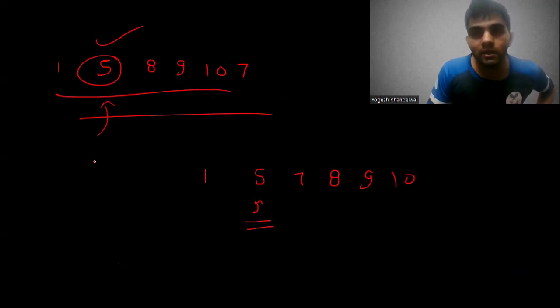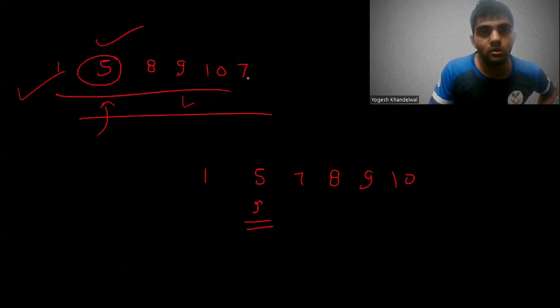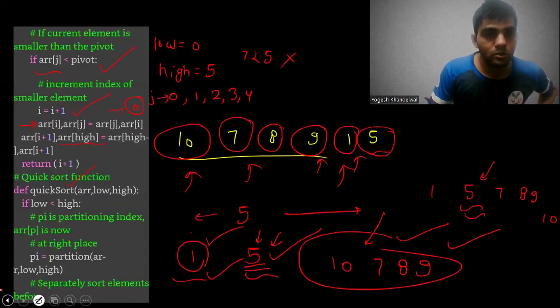So we are correctly finding the index of the pivot element, and all the elements on the left are smaller and all the elements on the right are bigger. So this part is done. Then we are doing the quicksort algorithm like this.